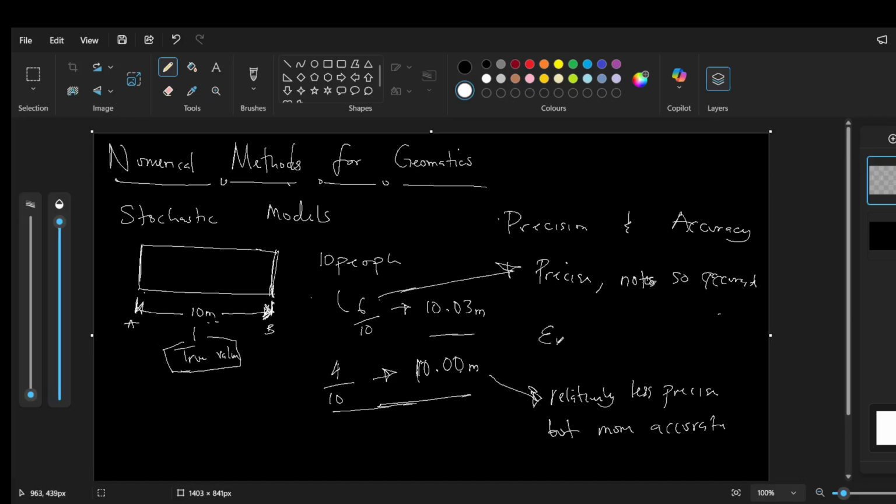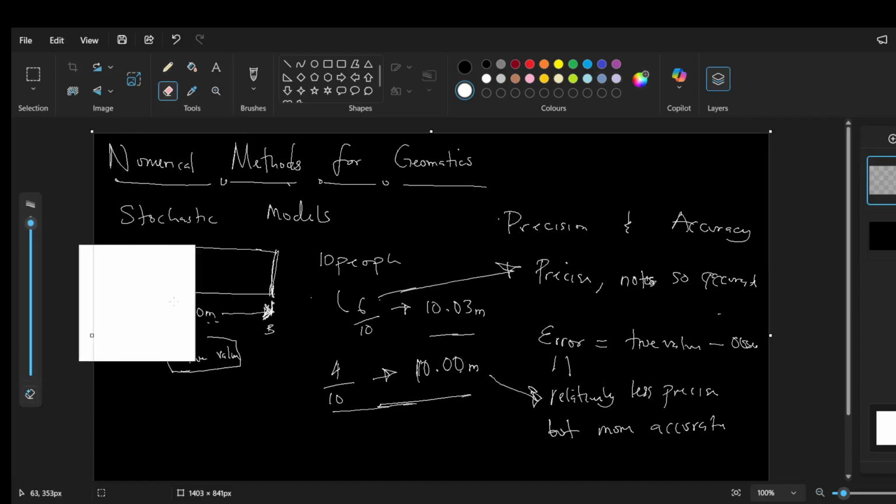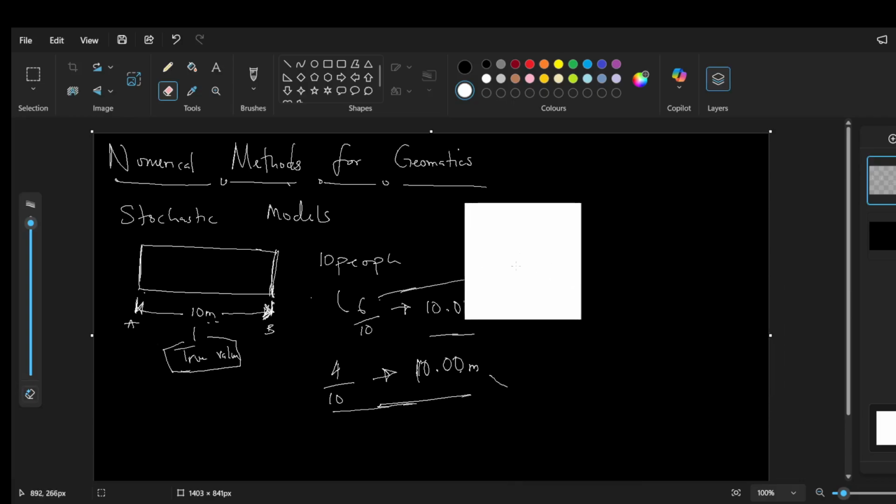the error is equivalent to the true value minus the observation, or vice versa. Error is an absolute value, so whether it's negative or positive, it will just be error, because you really can't have a negative distance. It's positive, so you get the absolute value of the difference of the two. This is basically how you define error, but I'll follow up in a bit. So this was just an introduction for this video.